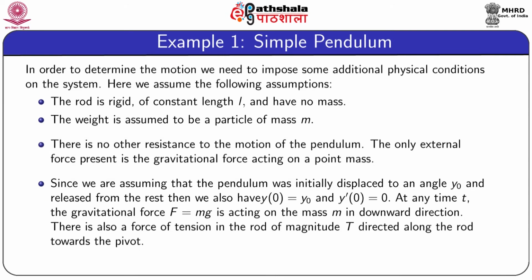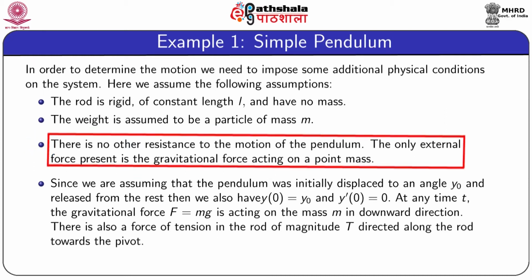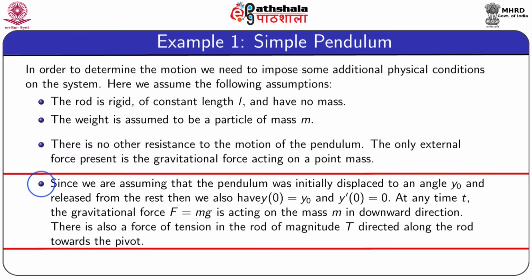In order to determine the motion, we need to impose some additional physical conditions on the system. Here we make the following assumptions. The rod is rigid, of constant length L, and has no mass. The weight is assumed to be a particle of mass m. There is no other resistance to the motion of the pendulum, and the only external force present is the gravitational force acting on a point mass. Since we are assuming that the pendulum was initially displaced to an angle y0 and released from rest, we also have y(0) equal to y0 and y'(0) equal to 0.